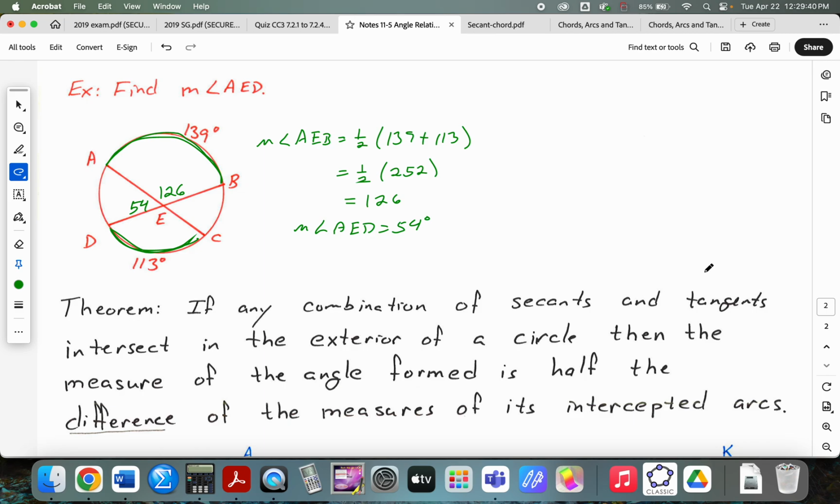Occasionally a student will ask me, do I have to find this other angle first? The answer is actually no. I think it's a little more cumbersome to do it the other way, but what do we know about these four arcs in this circle? They add up to 360. So 139 plus 113 plus the measure of arc AB plus the measure of arc CD, sorry, my fault, AD and BC.